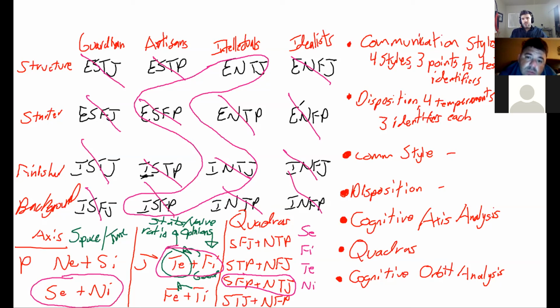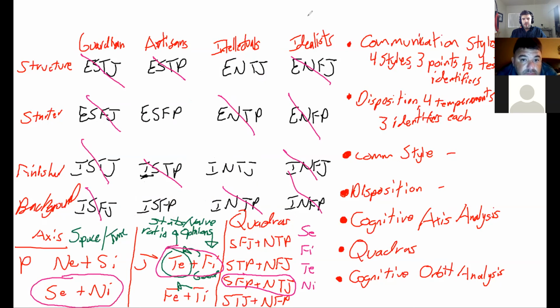So now let's go into the really, really hard one, which is cognitive orbit. And this one's really hard because I've barely talked about it. I could do it pretty fine, but for other people, it's a struggle. So let's get rid of these marks here.